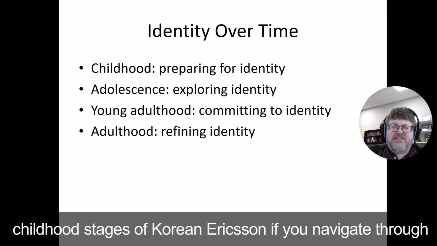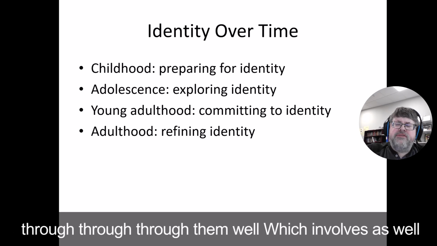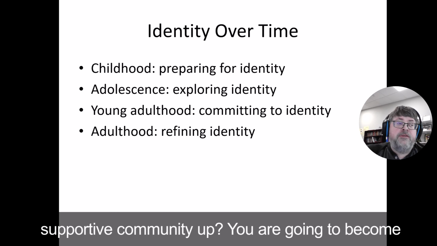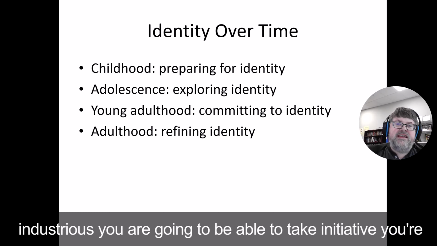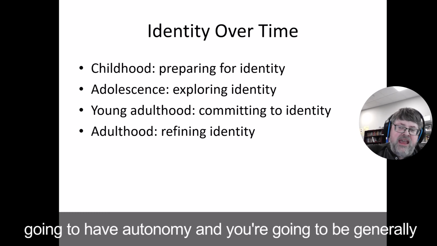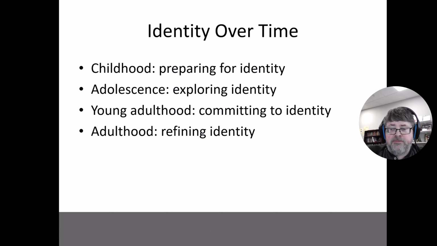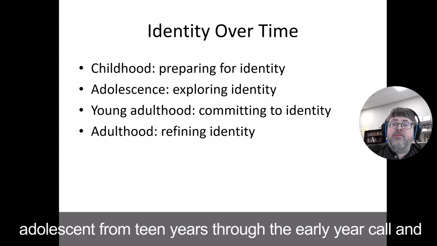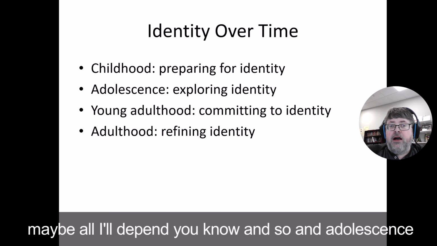As in the childhood stages, according to Erickson, if you navigate through them well, which involves as well a supportive family and a supportive community, you are going to become industrious. You are going to be able to take initiative. You're going to have autonomy, and you're going to be generally trusting of people. You are preparing for your identity development that happens in adolescence from the teen years through the early years of college, or maybe all of the years of college, depending.